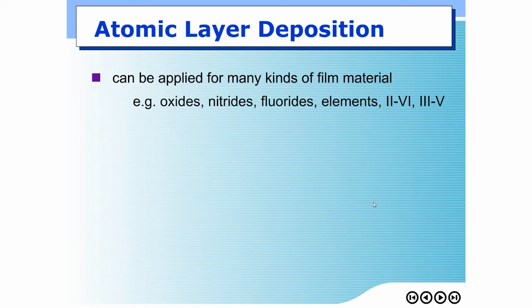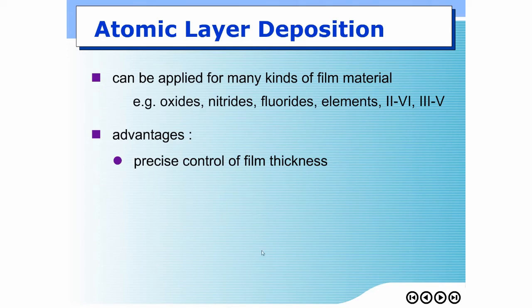The type of material suitable for this technique includes oxide, nitride, fluoride, or even elementals. The good thing about the technique is precise control of thickness down to the angstrom level. You can control it by controlling the cycle number. And it has conformal coverage.